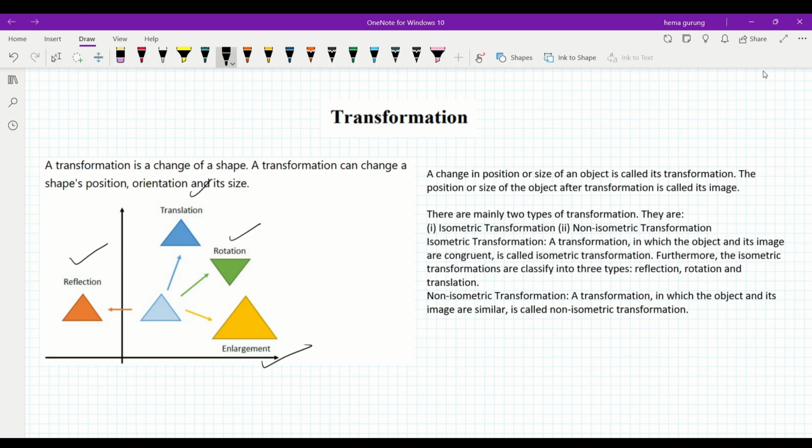Before we go ahead, let's see the definition of transformation. A change in position or size of an object is called its transformation, and the position or size of the object after the transformation is called the image. That means, in this case, this is the object, and after the transformation the figure is called the image. These all are images.